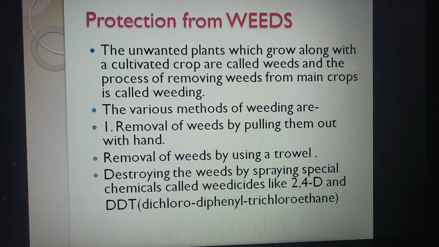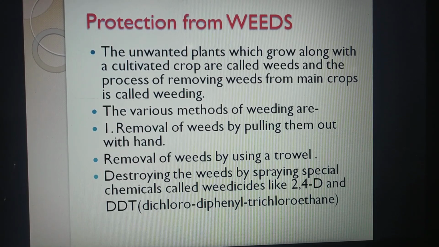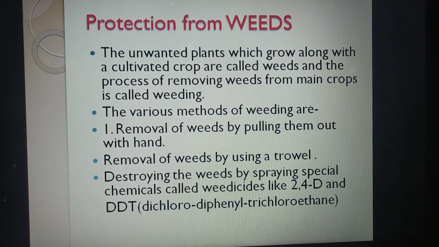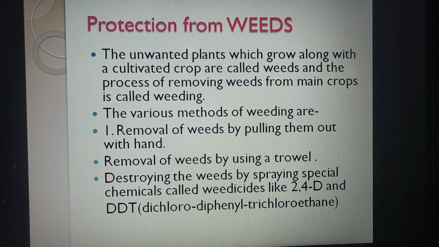So here are the various methods of weeding. That first is removal of weed by pulling them out with hand. So that can be done manually also.